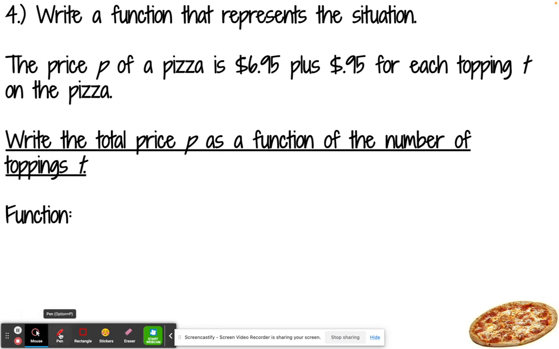Okay, my next example says I'm writing a function that represents this situation. The price of a pizza, price, P, is, oh, look at that. It has that nice "is" in there. I know that equals $6.95 plus 95 cents for each. Each is the important word, topping, T.